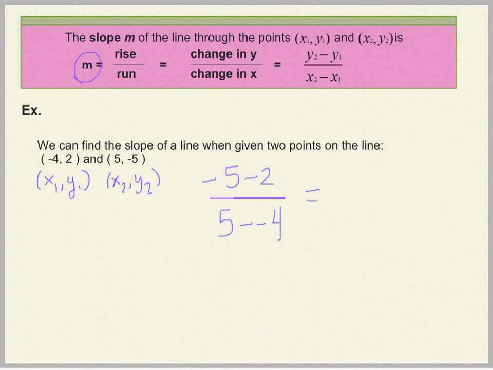-5 minus 2 is -7, and 5 minus -4 is 9. So the slope between those 2 points is -7/9.